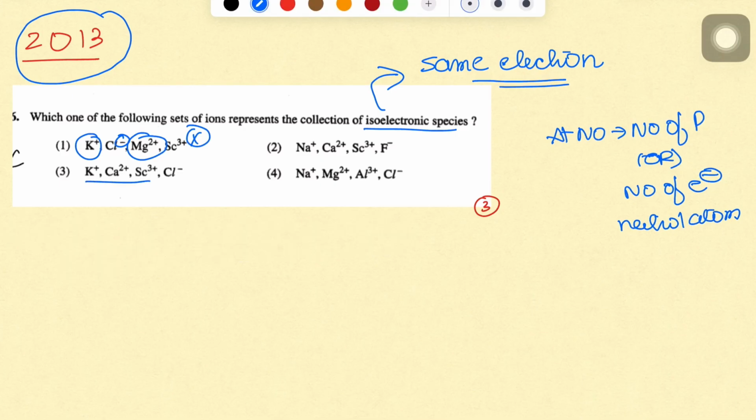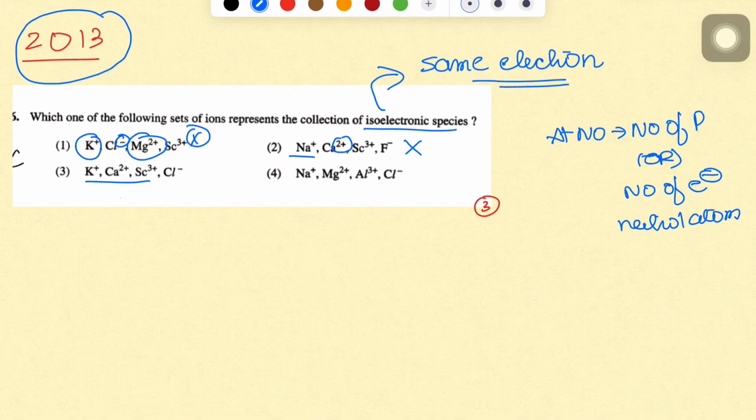Next we have again potassium. Let's see the second option. Sodium has atomic number 11. Na plus is given, so removal of one electron will be 10. Calcium atomic number, or number of electrons, is 20. 2 plus is given, it will be 18. Again this option is eliminated.